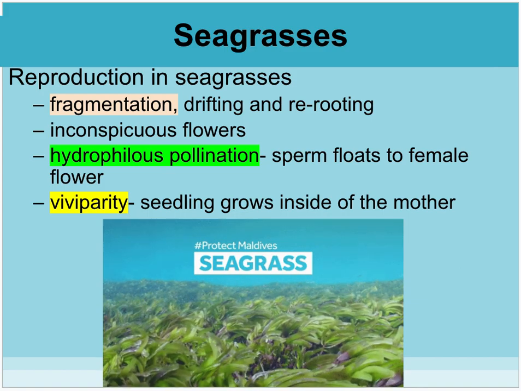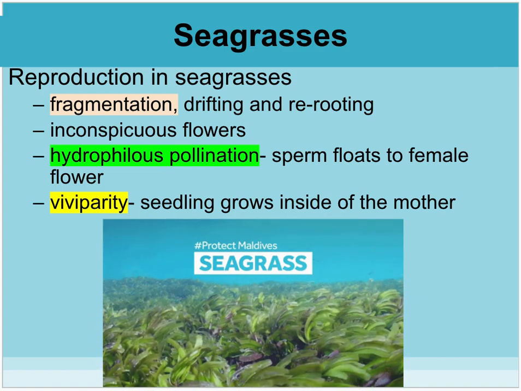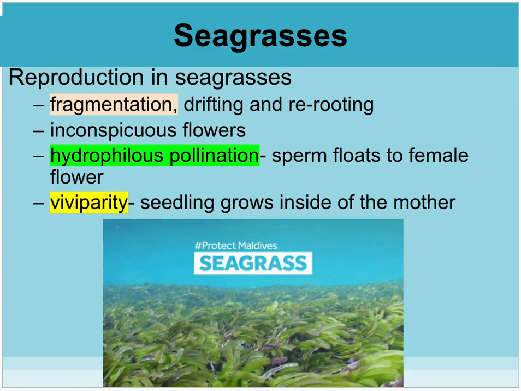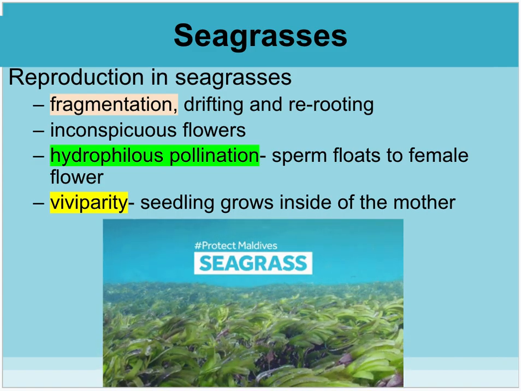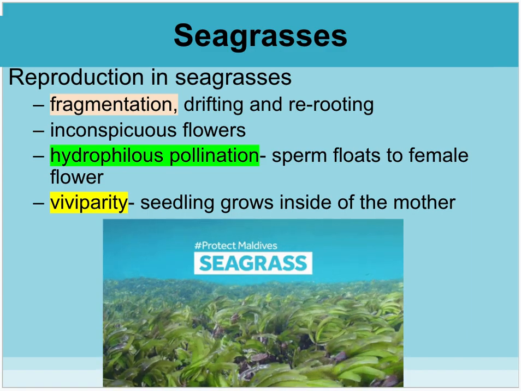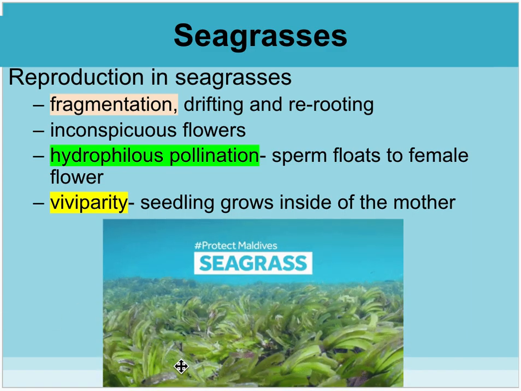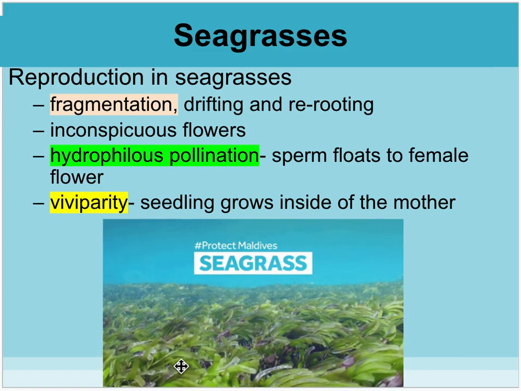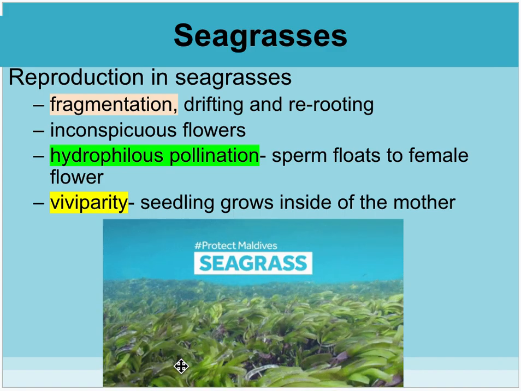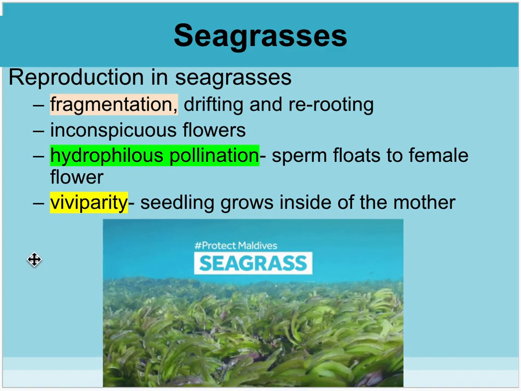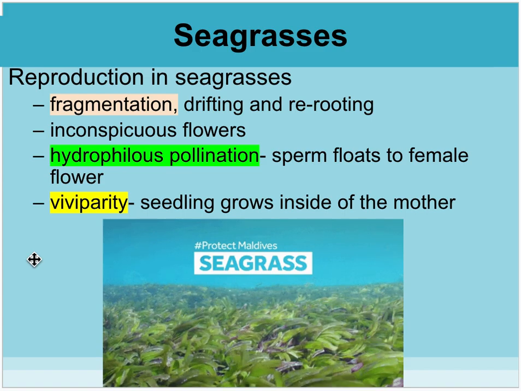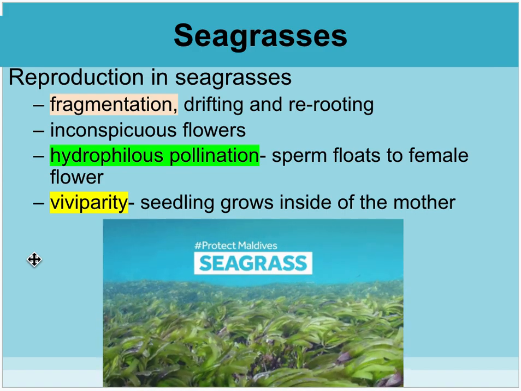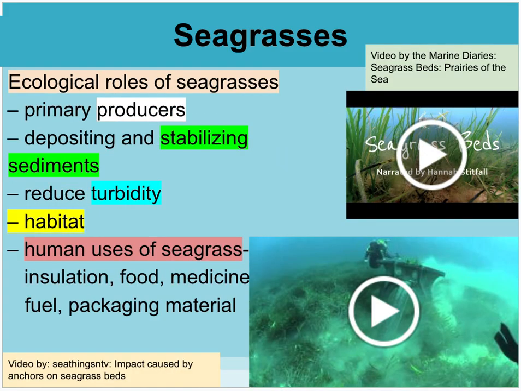Okay, so seagrass reproduce a few different ways. One is by fragmentation, where it breaks off a chunk, it floats away, and then it reroots itself. It also can have flowers that are pretty hidden at the base. They can also have hydrophilous pollination, where a sperm floats over to a female flower, and they actually have some viviparity as well, where the seedling starts growing inside the mother before it is released.